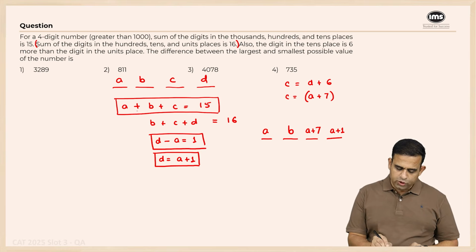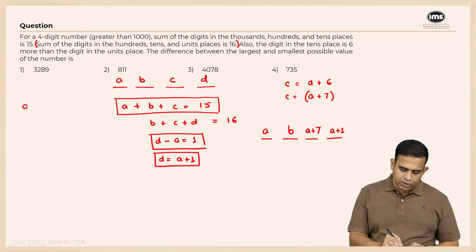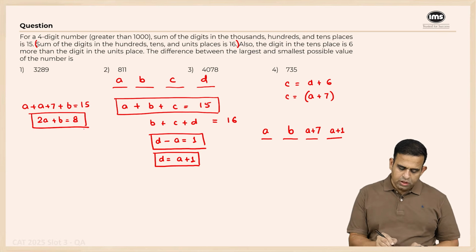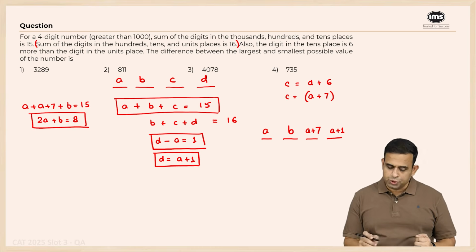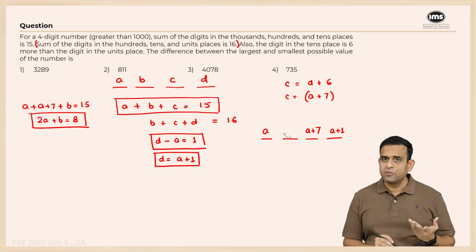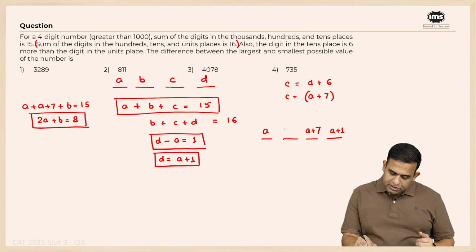Right now, this is going to become A plus C. So A plus 7 plus B is equal to 15. So we have 2A plus B is equal to 8. So B is equal to 8 minus 2A. So right now we have everything in terms of a single variable, and the hundreds place is equal to 8 minus 2A.